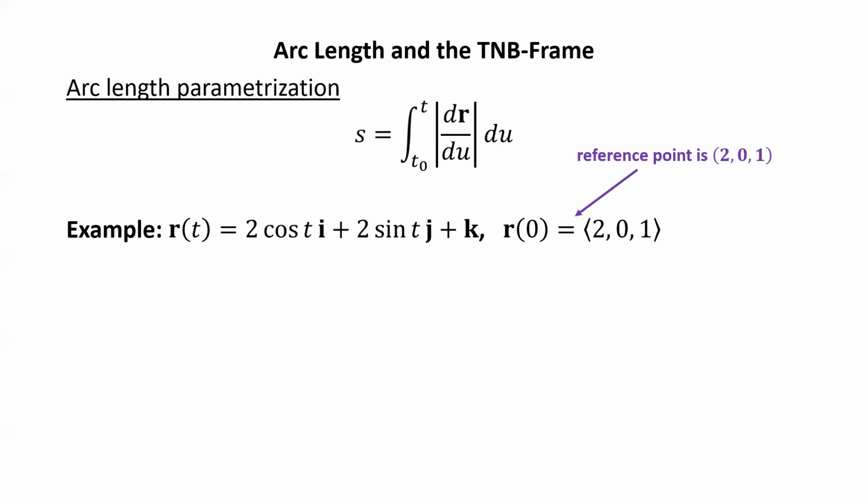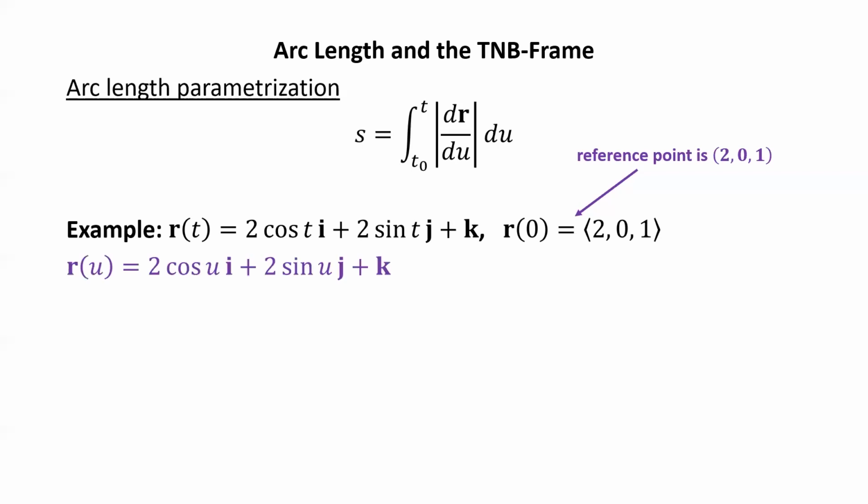Notice that if we plug a 0 in for t into the original vector valued function, we get 2 times cosine of 0, which is 2 for the i component, 2 times sine of 0, which is 0 for the j component, and the k component has a constant of 1. Okay, let's go through the steps.